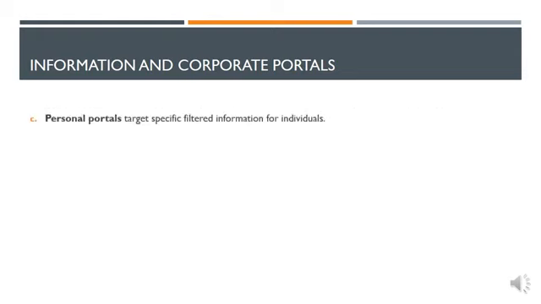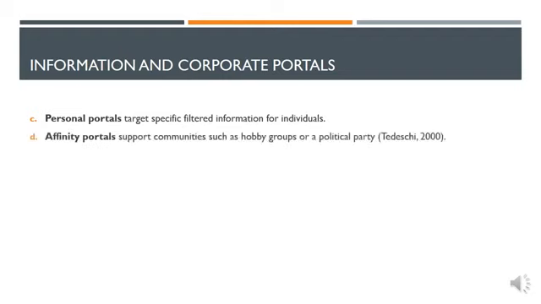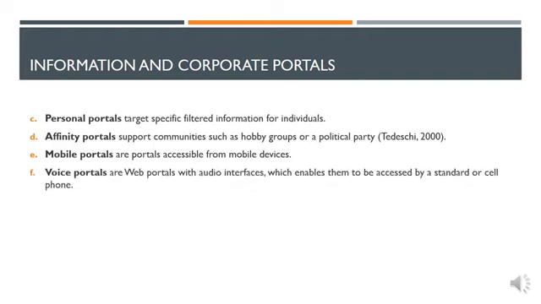Letter C. Personal portals target specific filtered information for individuals. Letter D. Affinity portals support communities such as hobby groups or a political party. Letter E. Mobile portals are portals accessible from mobile devices. Letter F. Voice portals are web portals with audio interfaces which enables them to be accessed by a standard or cell phone.